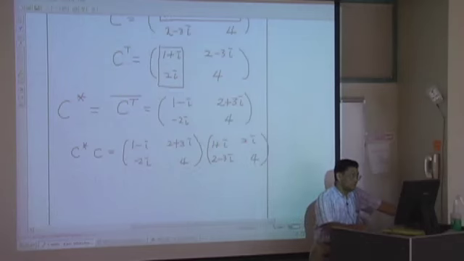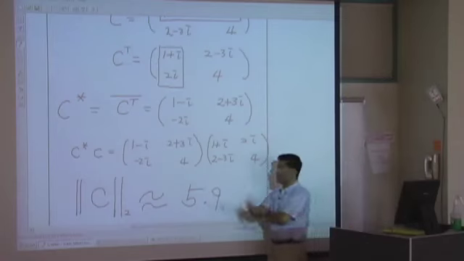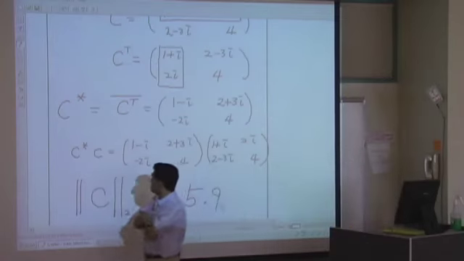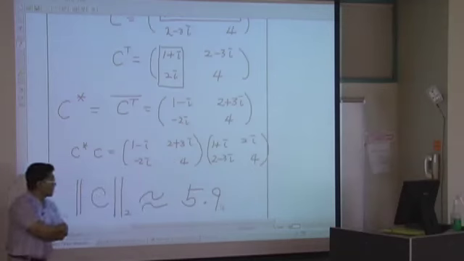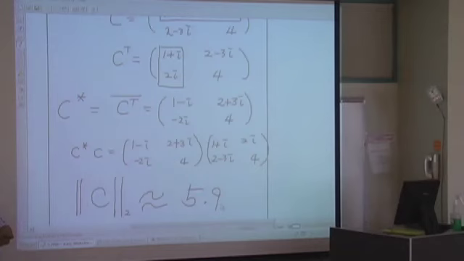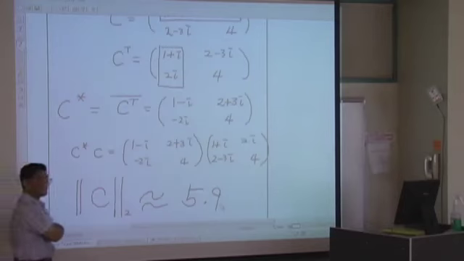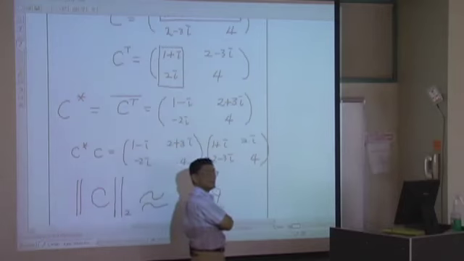The C matrix 2 norm is approximately equal to 5.9. Of course, if there is any mistake, you can correct it. But roughly, I'm giving you the idea of the 2 norm. The 2 norm is rarely used. It is a theoretical norm, rarely used because of this complexity. Any questions?